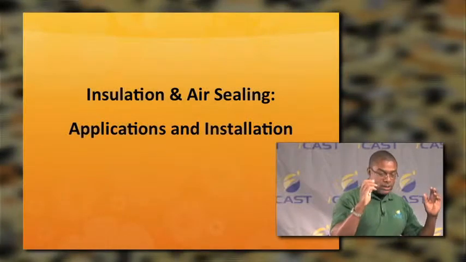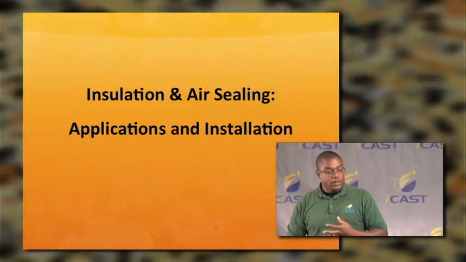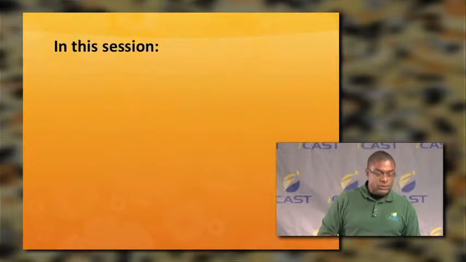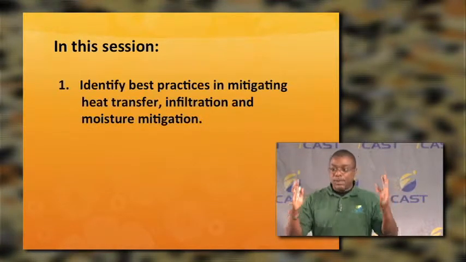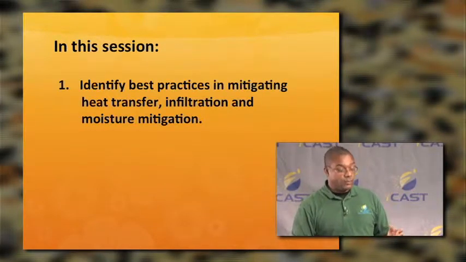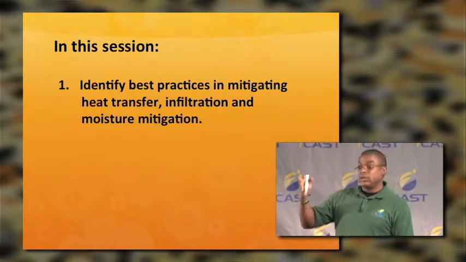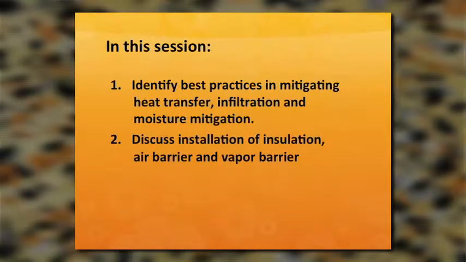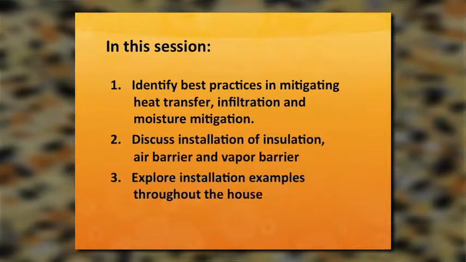So we're going to look at insulation and air sealing and how those things get applied and installed. In this session, we're going to look at the best practices for mitigating heat transfer, as well as managing infiltration and moisture. We're also going to talk about the installation of insulation, as well as the air barrier and the vapor barrier. Then we're going to look at a couple of examples of all three of those.